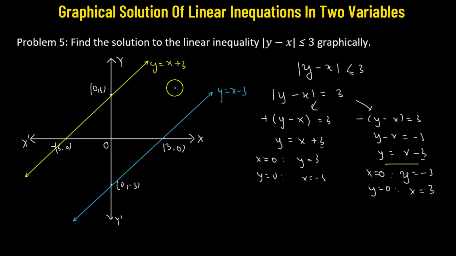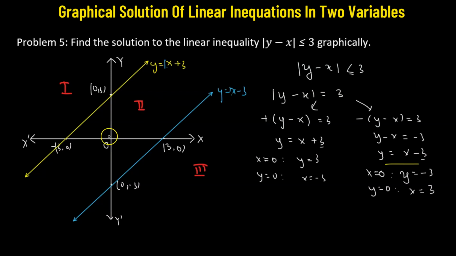Now they are parallel lines because both of them have a slope of 1. Whenever they have an equal slope, we can say that two lines are going to be parallel to each other. Also, we now have here 3 regions. One region is going to lie above the line y equals x plus 3. The second region is going to lie between the two lines y equals x plus 3 and y equals x minus 3. And we have the region below y equals x minus 3. So now we'll have to find out in which region our solution is going to lie.